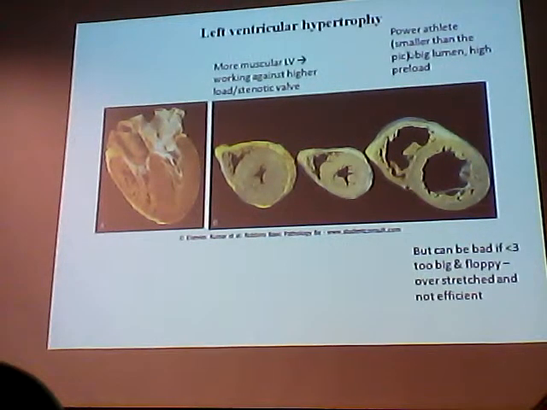A power athlete will have a pretty regular lumen size, but they get very efficient pumping. So it's a high preload, but it's very efficient in how much blood they can actually pump out per contraction.